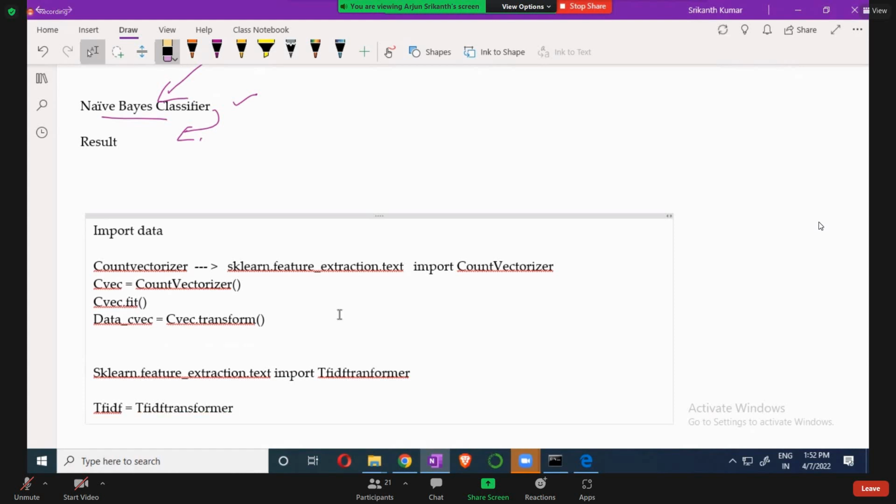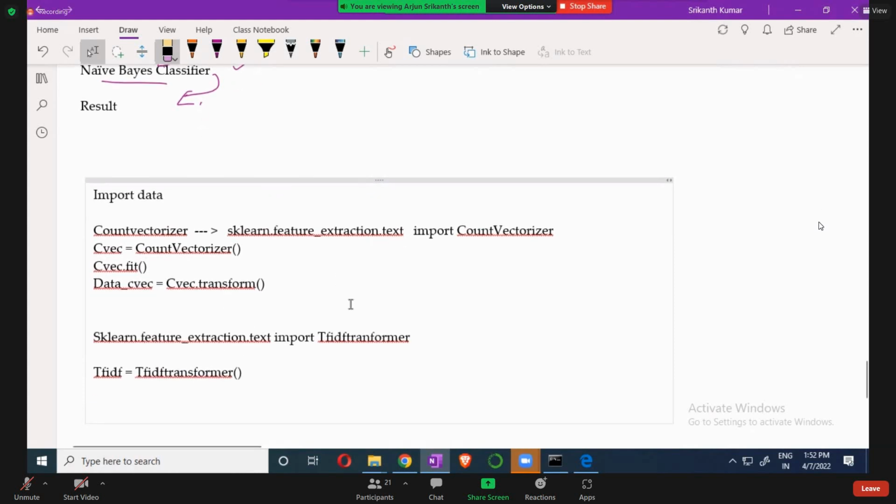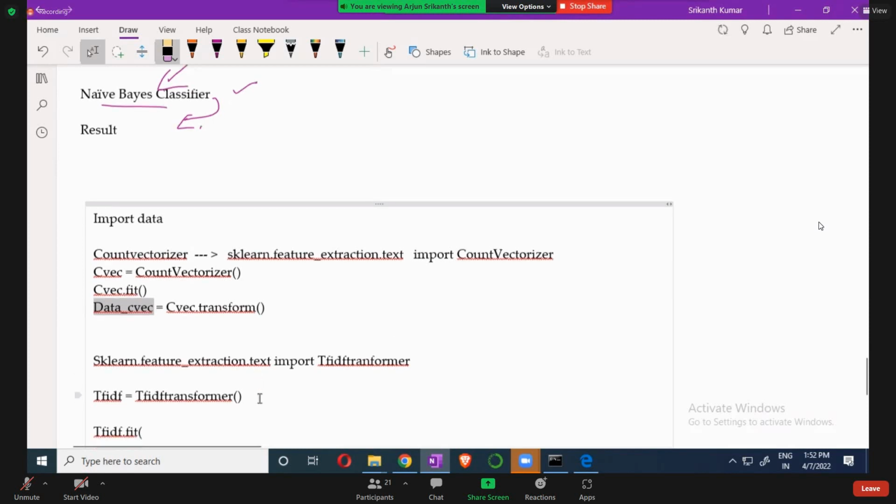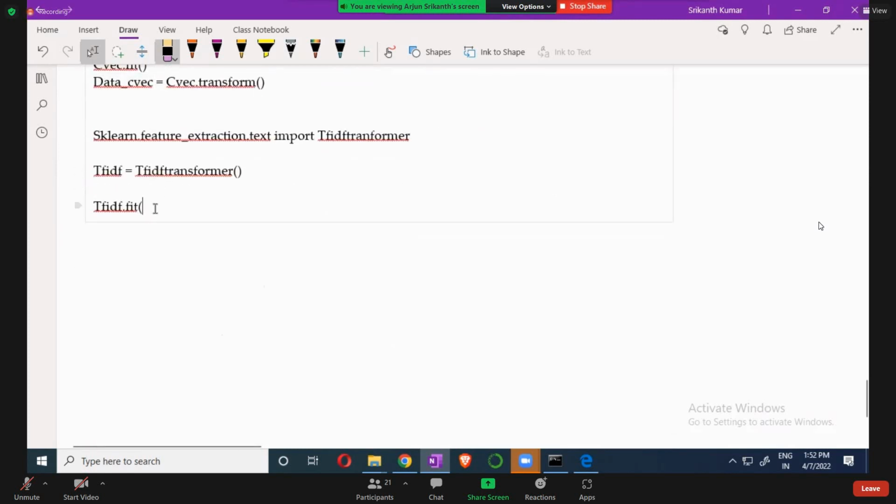Transformer. And this one, what I will do is TF IDF is an object. Fit what? This data underscore CSV, you are going to fit it and transform it. Here, guys, you are going to fit it and transform. Hope you got the point now.